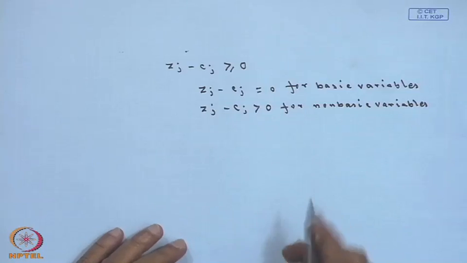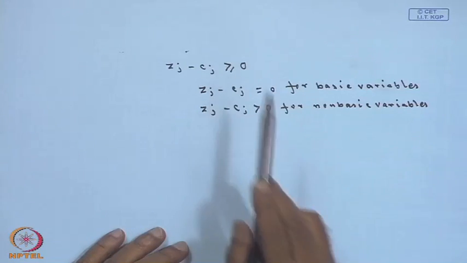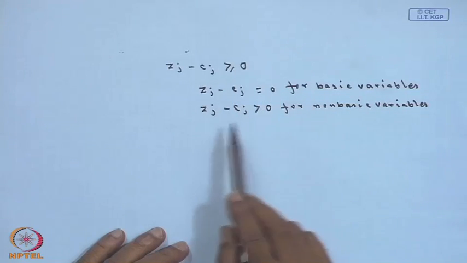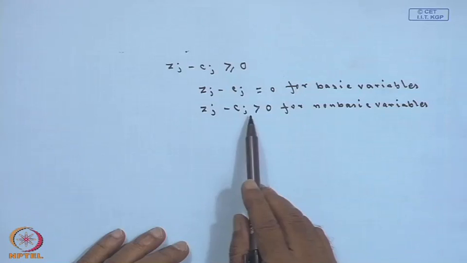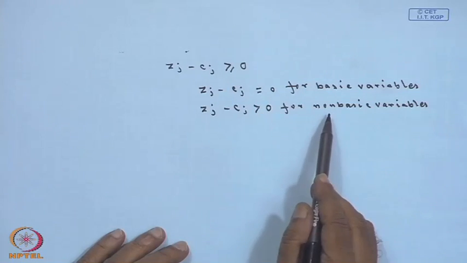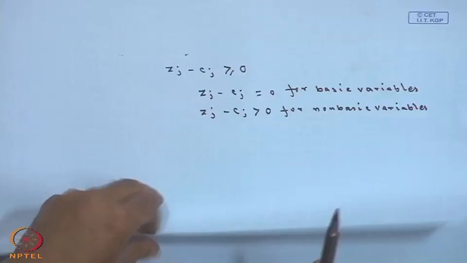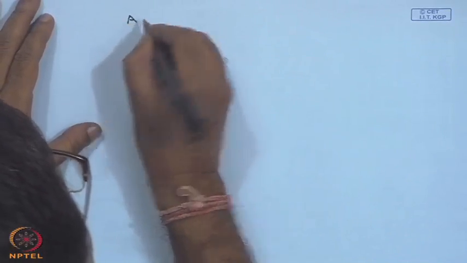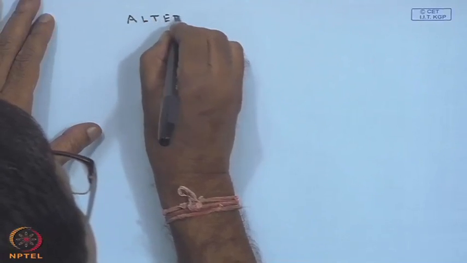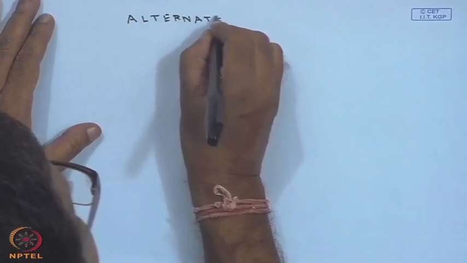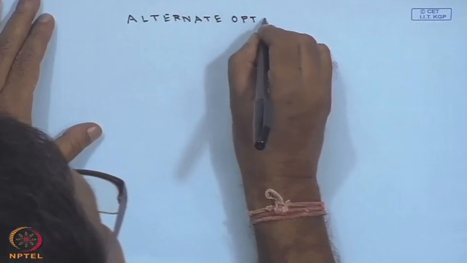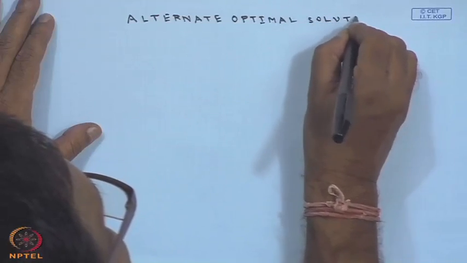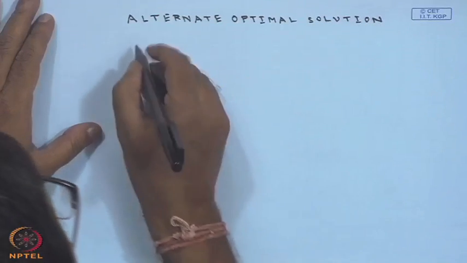Now, if this condition is not satisfied, that is, although Zj minus Cj is greater than or equal to 0 and Zj minus Cj is 0 for basic variables, not all Zj minus Cj are greater than 0 for non-basic variables, we want to check that particular point. So, let us come to the first one, that is the alternate optimal solution, or we may say infinite number of optimal solutions. We will explain it with the help of one example.